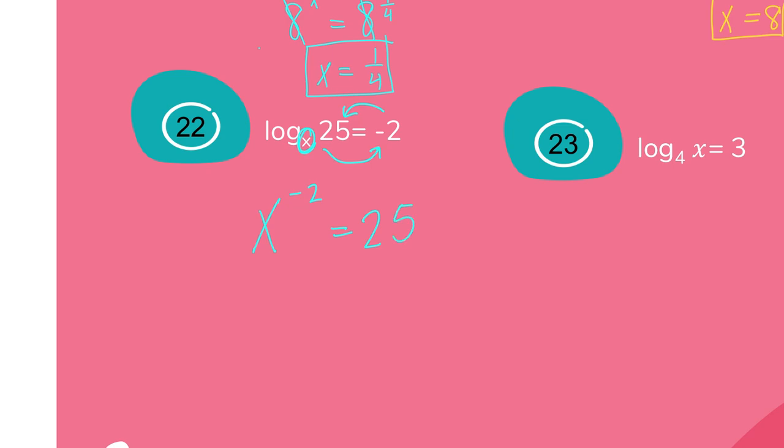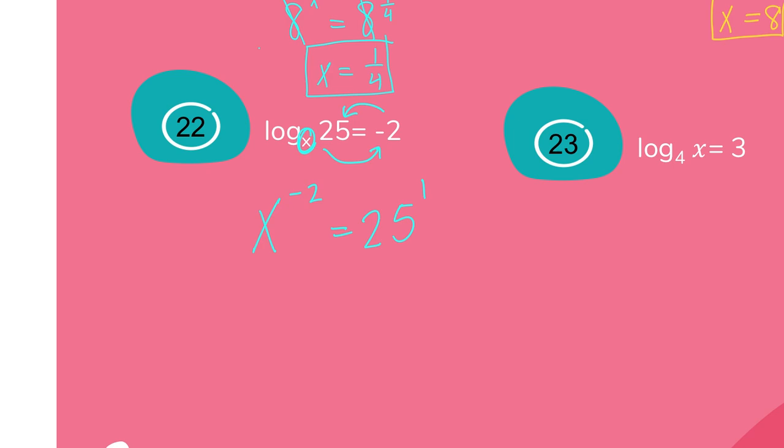Okay, in this case, I have to try and get the same base. No, not that, I have to try and get the same power. Okay, I have to try and get the same exponent. So how can I get the same exponent here? What do I have to do? How can I switch this to get a negative power?